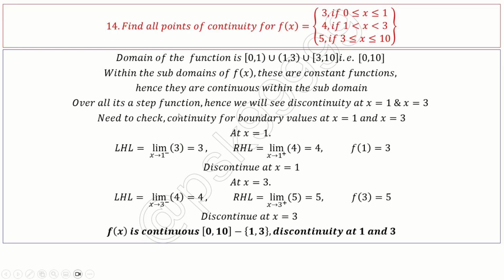So at x equal to 1, LHL is 3, RHL is 4, so it is discontinuous at x equal to 1. Simple, we don't even need f of 1. At x equal to 3, LHL is 4, RHL is 5, so again it is discontinuous at x equal to 3. So f of x is continuous from 0 to 10 minus 1 comma 3. Only at 1 and 3 it is discontinuous.